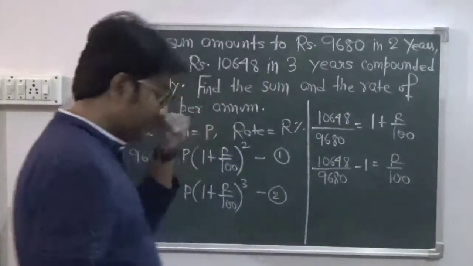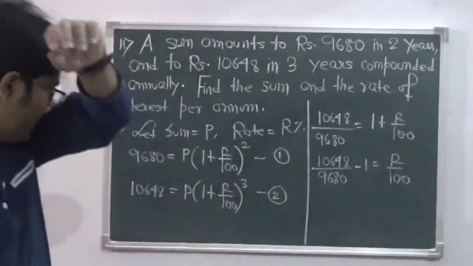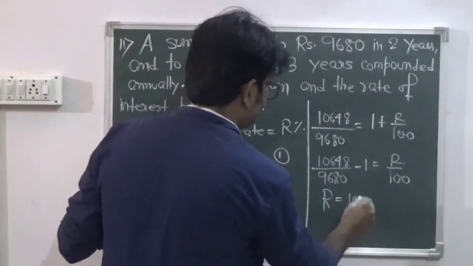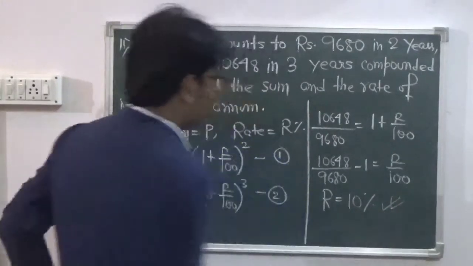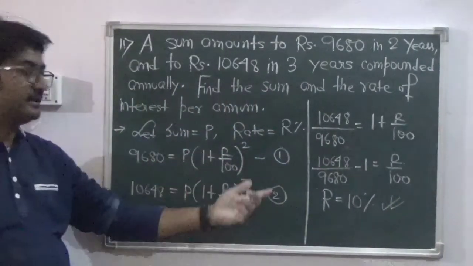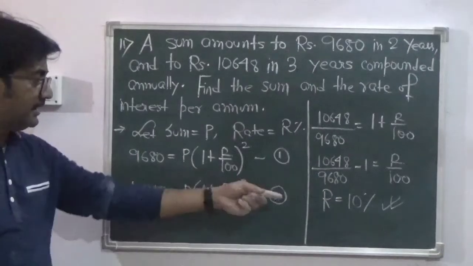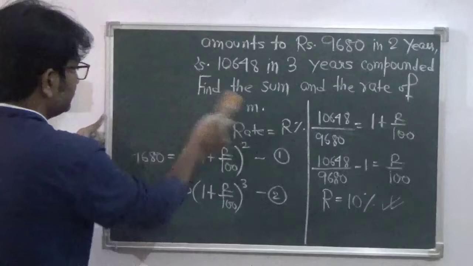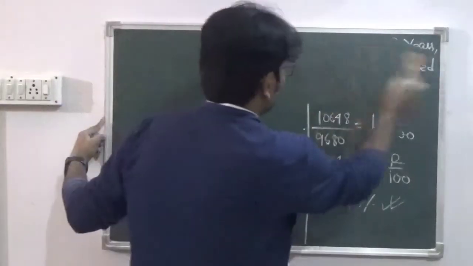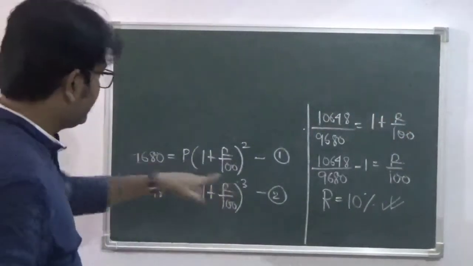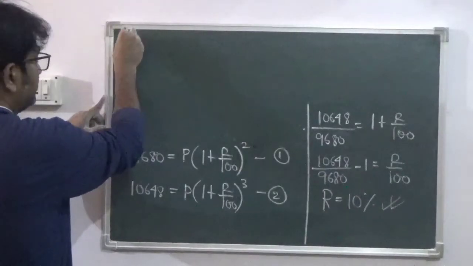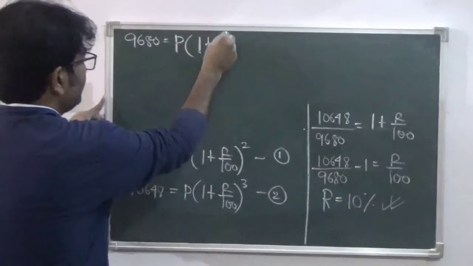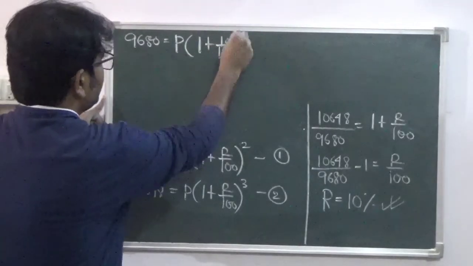If you solve this, it comes to 10%. R equals 10%. Now if you put the value of R in either of the two equations, you get the value of P. Let us put R as 10% in number 1: 9680 equals P into (1 plus 10 by 100) to the power 2.